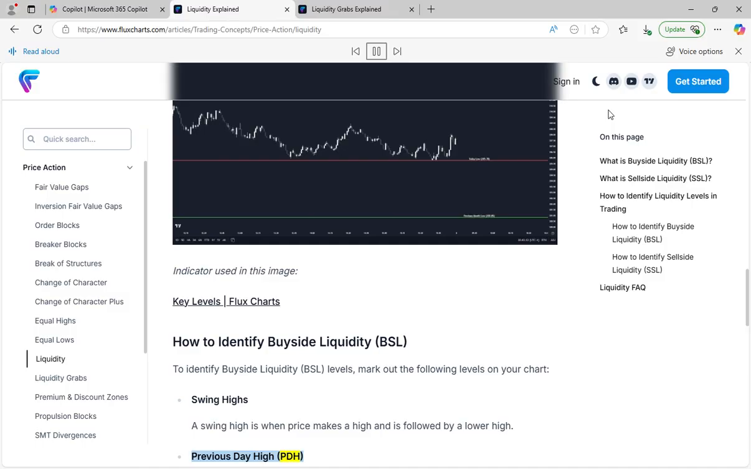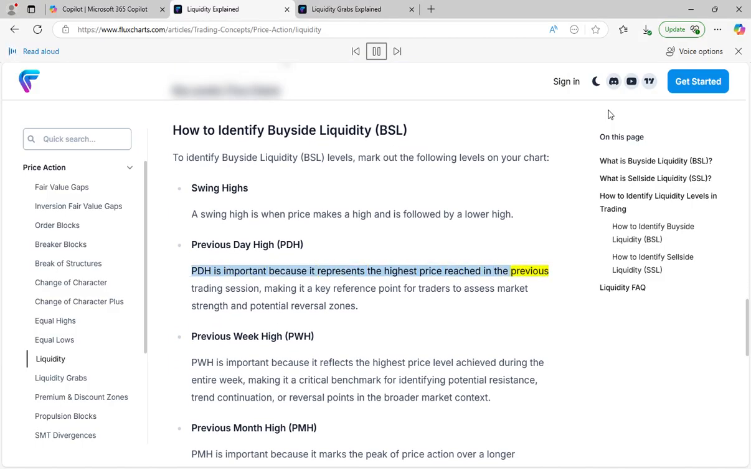Previous day high, PDH. PDH is important because it represents the highest price reached in the previous trading session, making it a key reference point for traders to assess market strength and potential reversal zones. Previous week high, PWH. PWH is important because it reflects the highest price level achieved during the entire week, making it a critical benchmark for identifying potential resistance, trend continuation, or reversal points in the broader market context.